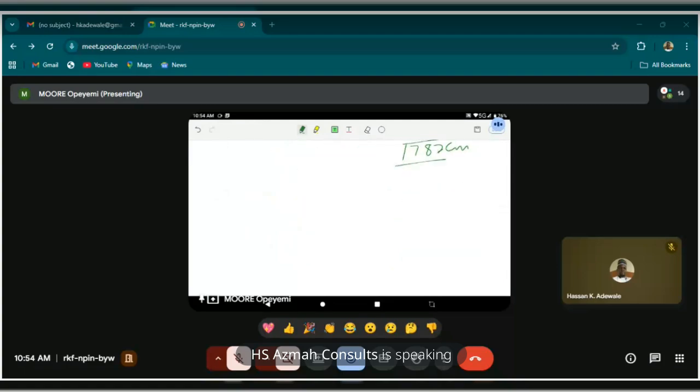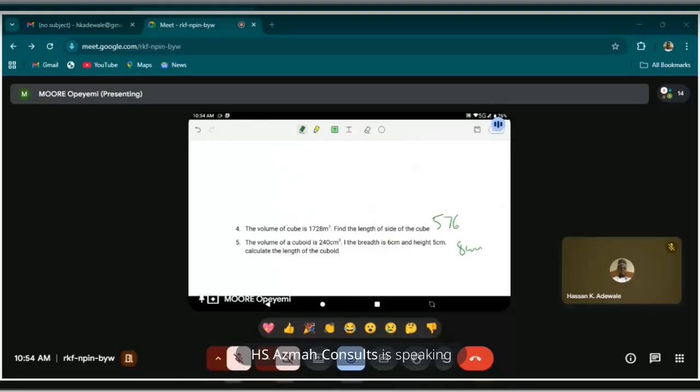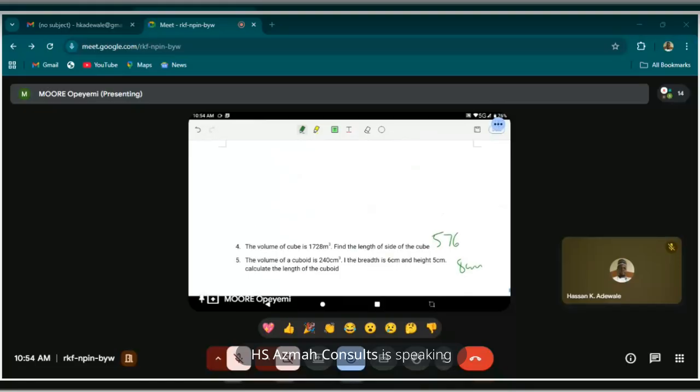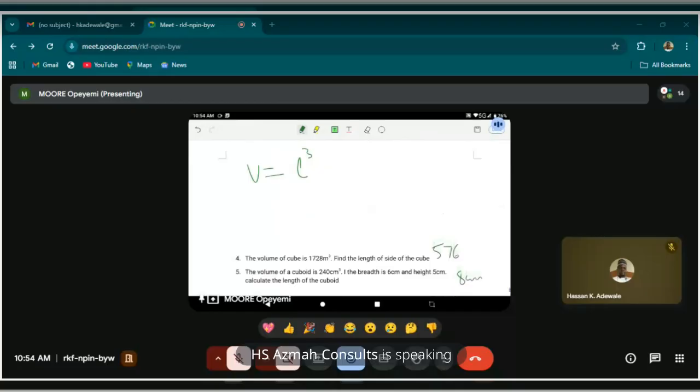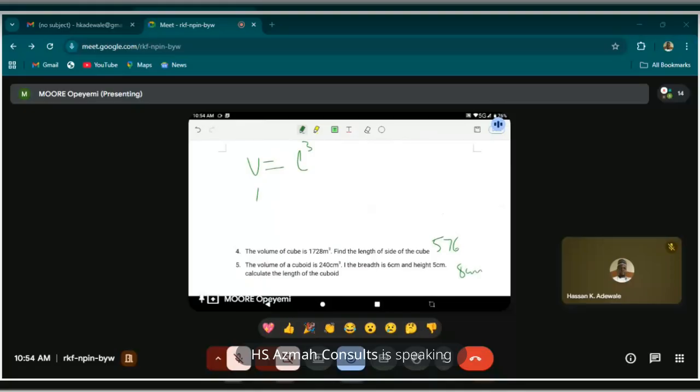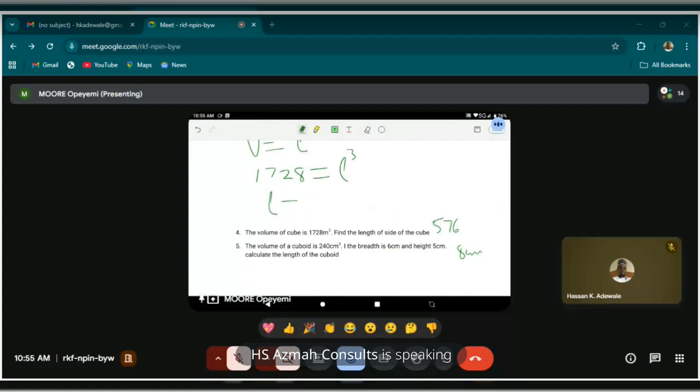Now, question 4 is this. The volume of a cube is given. Find the length of the cube. What is the formula for the volume of a cube? L cube. And they said that the volume is 1,728, which is equal to L raised to power 3. What do we have? 1,728 divided by 3. No, it's the cube root. Define the cube root.